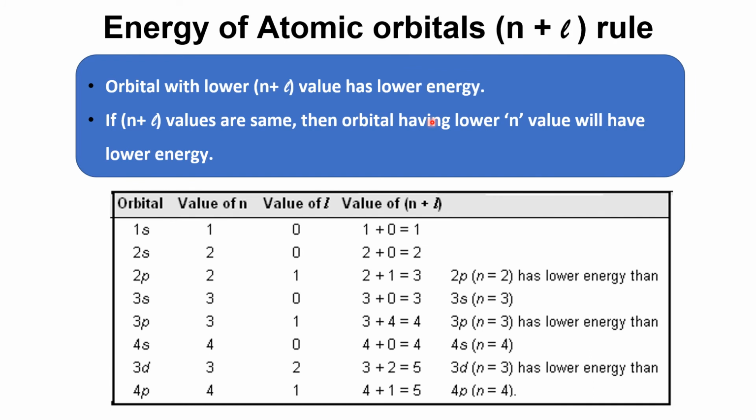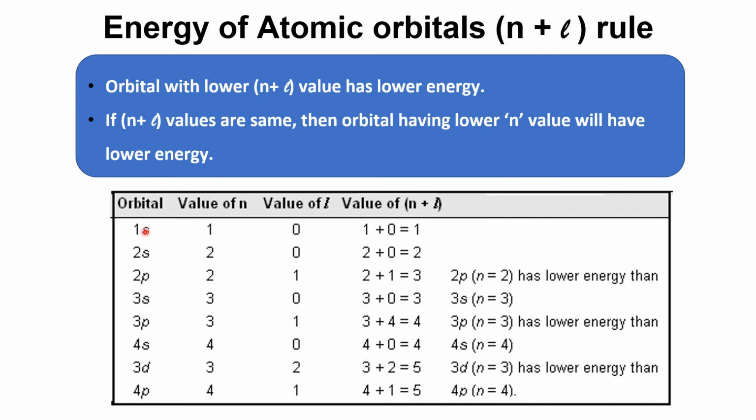Now we know that electrons are present in the orbitals, and these electrons are revolving around the nucleus and have some energy. But how do these orbitals actually lie around the nucleus? This is explained by the n plus l rule. We know what small n is, the principal quantum number, and what small l is, the azimuthal quantum number. The orbital which has a lower n plus l value has lower energy.